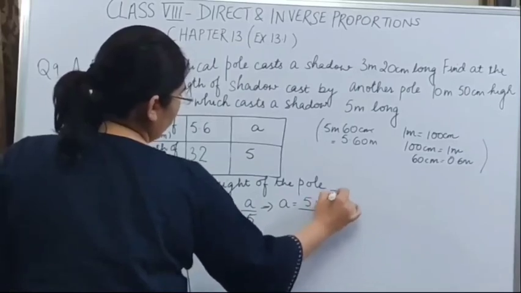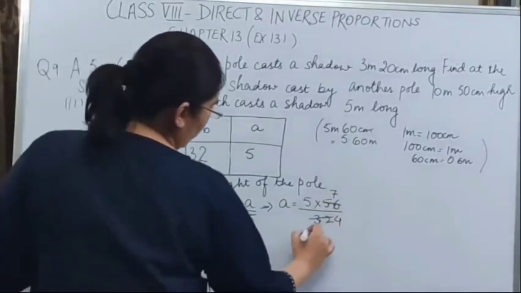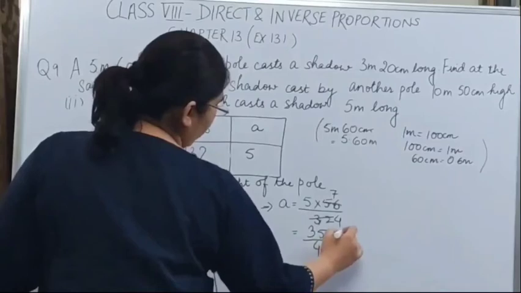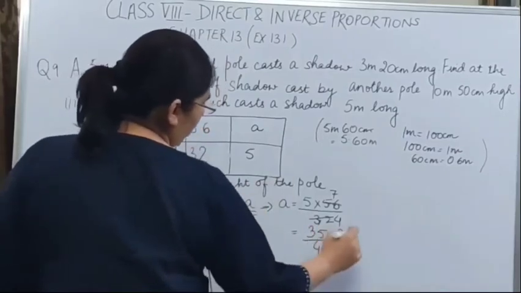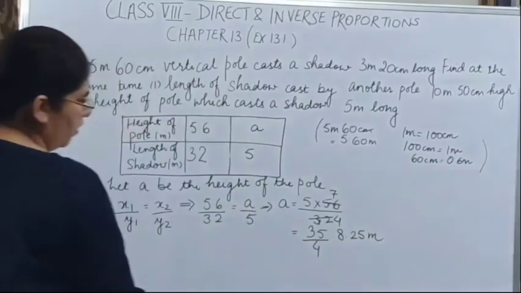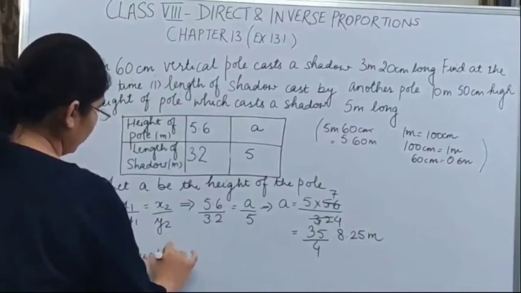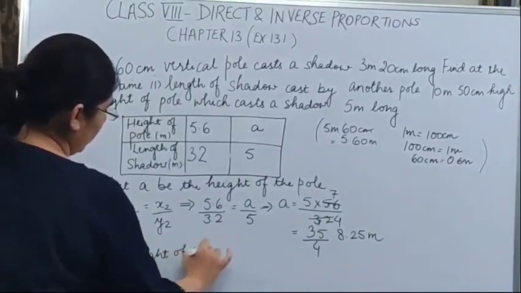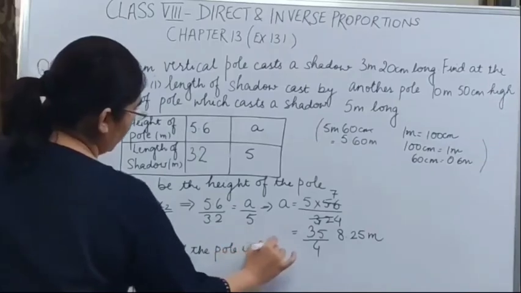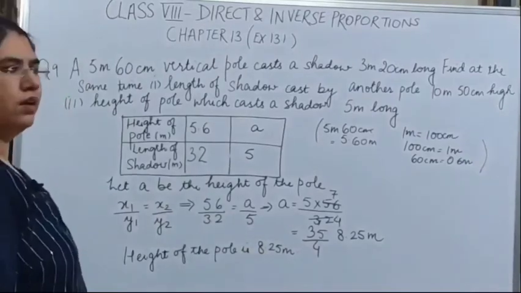8 7s are 56, 8 4s are 32. So you get 35 by 4. What do you get in this? 8 4s are 32, 8.25 meters. So the height of the pole is 8.25 meters. Is this clear?